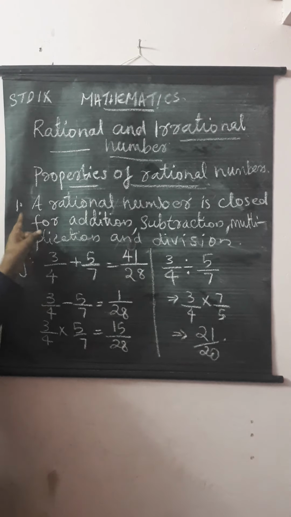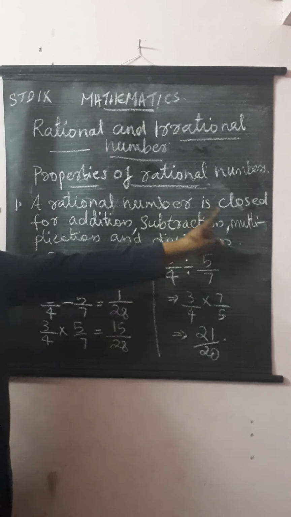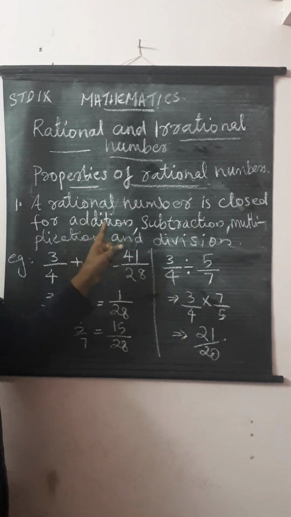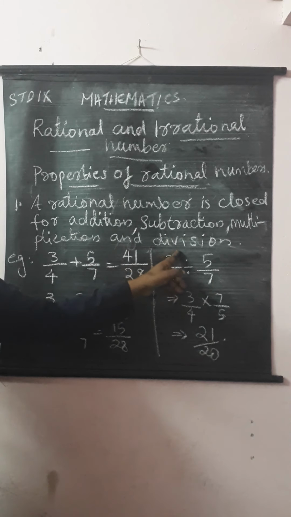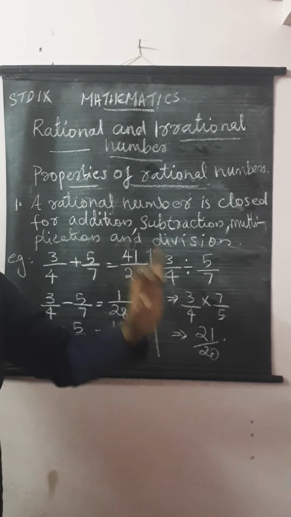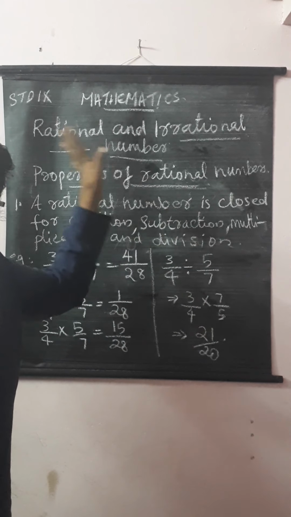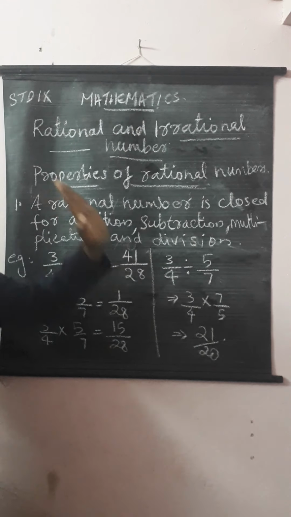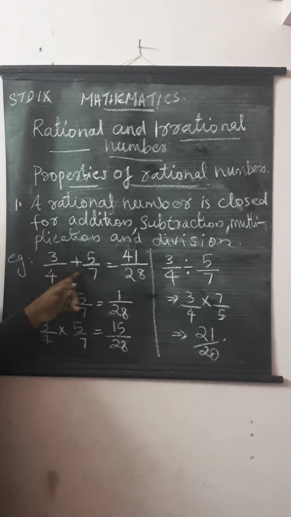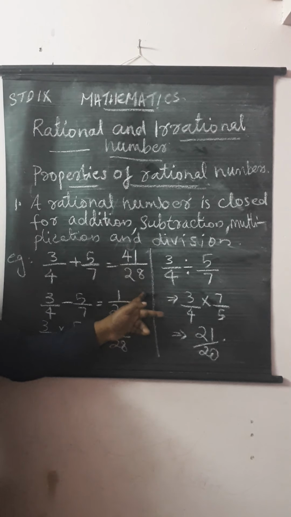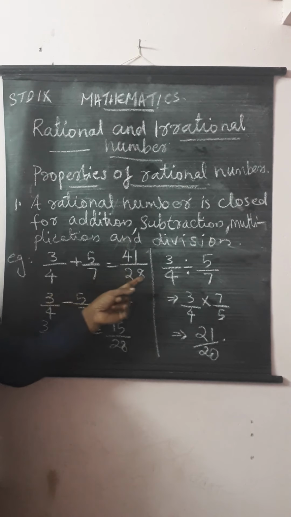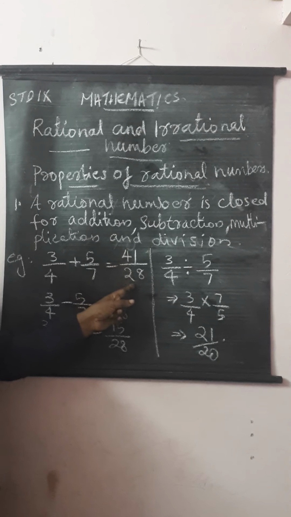The first property: a rational number is closed for addition, subtraction, multiplication and division, which means we can do addition, multiplication, subtraction and division in the case of rational numbers. For example, 3 by 4 plus 5 by 7, we are adding two rational numbers. Take the LCM and add it, so we get 41 by 28.